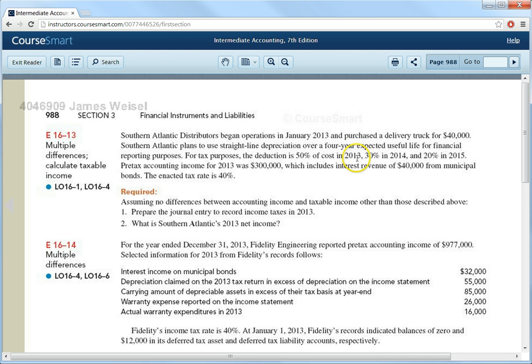Notice, however, that there is actually no depreciation deduction for tax purposes. For tax purposes, we've already fully depreciated the asset. 50% in the first year, 30% in the second year, 20% in the third year. That's a total of 100%. As of the end of 2015, for tax purposes, the asset is completely depreciated. So let's see how we handle the computations here.